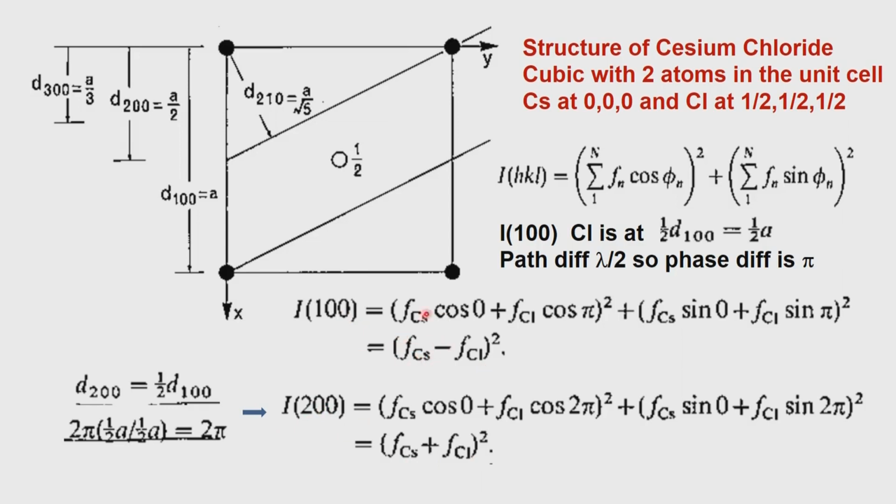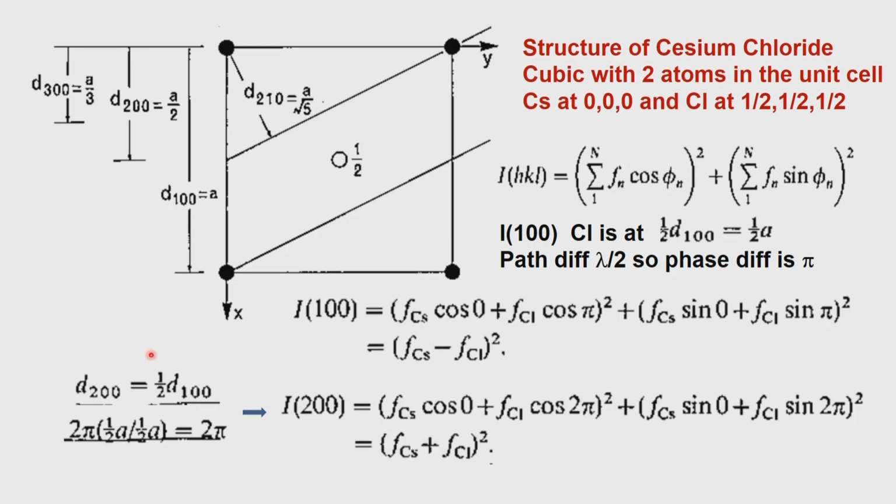So, the individual values of the scattering powers of cesium and chlorine may be higher for the 100 case because of this position in the sin theta by lambda, where we have to read out the corresponding f value. On the other hand, the 200 will be farther away in sin theta by lambda, but since there is an addition here, this value may be much higher than that value. We will see what those values are in a few minutes.